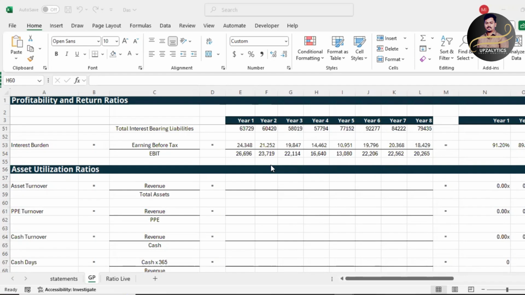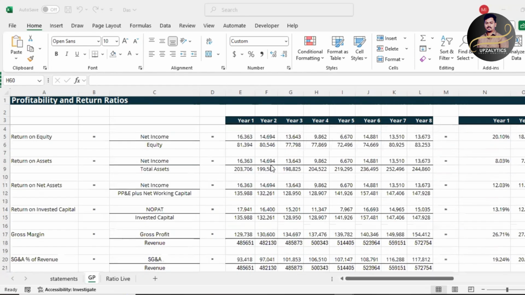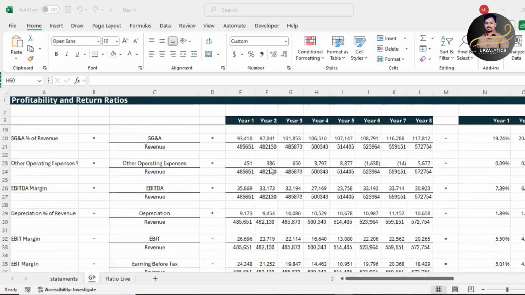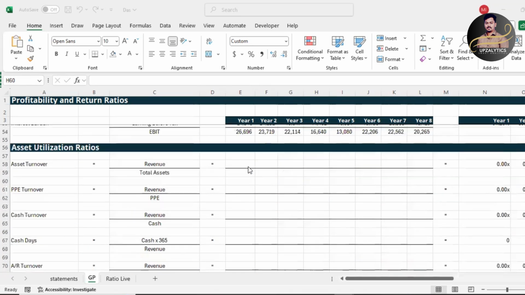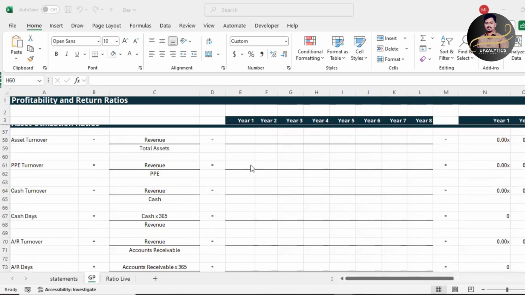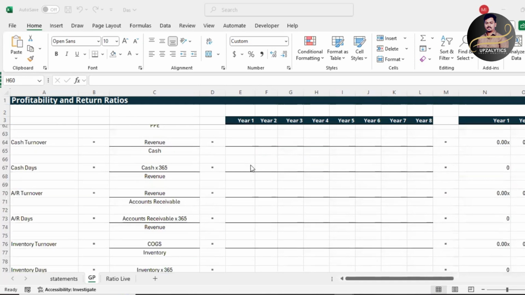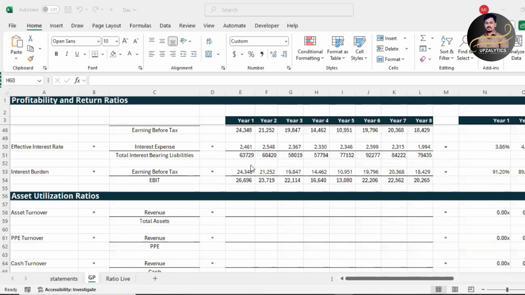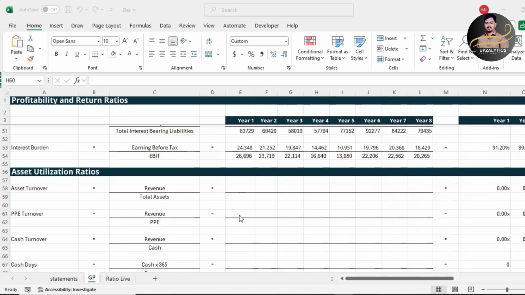Hi all. In my previous video, we did some of the ratios related to profitability and return ratios. In this video, we'll be doing the asset utilization related ratios. When it comes to asset utilization, we can say it is how the company is using its assets to gain revenue. So this is a short explanation of asset utilization. The first ratio is the asset turnover ratio. This ratio mainly says that using one USD of asset, how much revenue the company is earning.